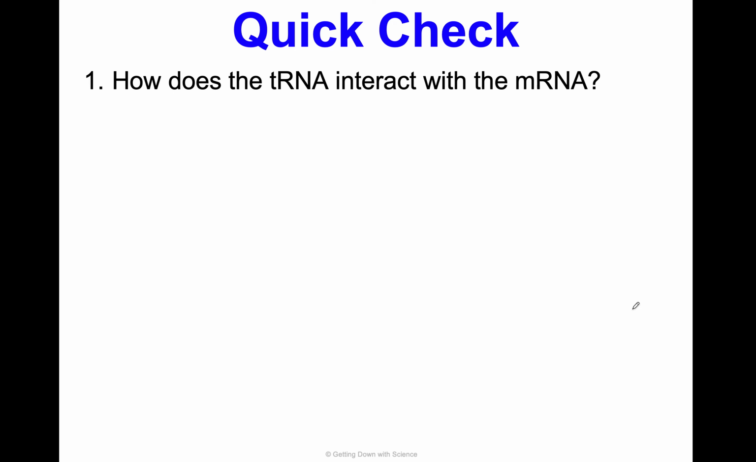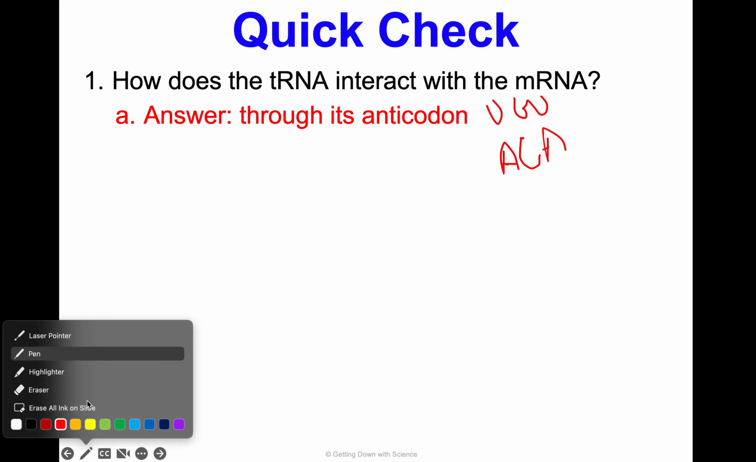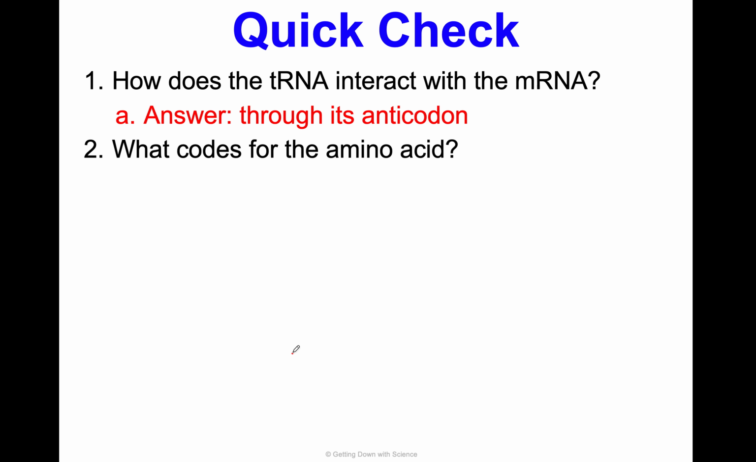Quick check. How does tRNA interact with mRNA? How do they hang out with each other? What are their interactions? Through their anticodon. So remember, it matches up. This would be the codon, A, C, A, and then the anticodon, U, G, U, right? And they would interact with each other on that level. Boom. What codes for the amino acid?